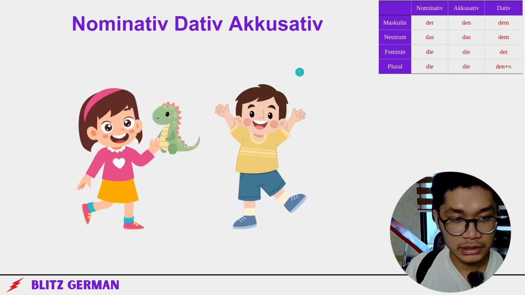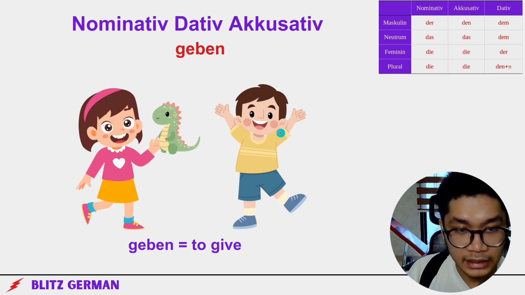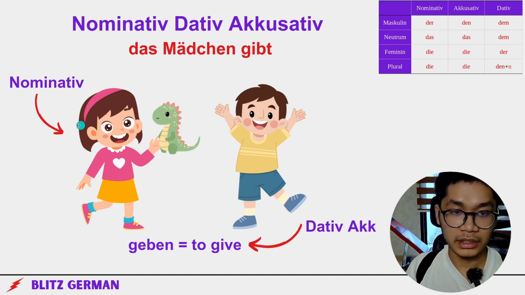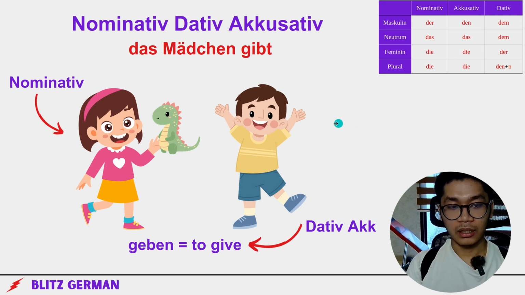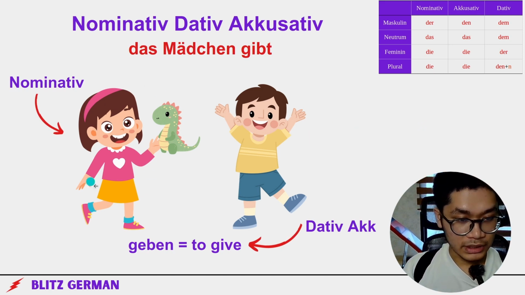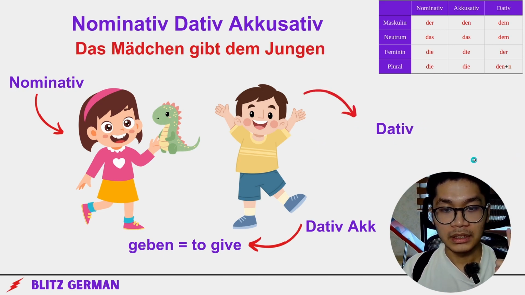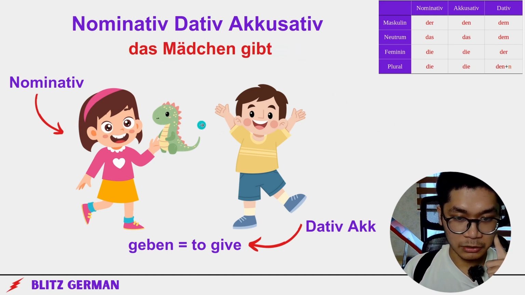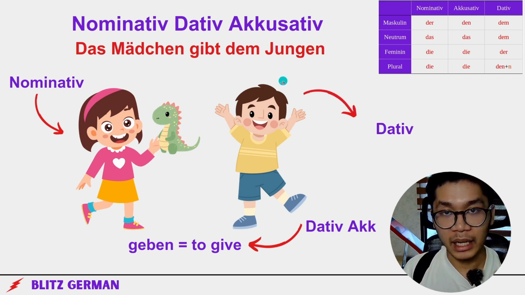Now, nominative, dative, accusative. Look at this scenario. This girl is giving a doll to this boy. The verb is give. It's in the dative list. Yes, dative, accusative. Who is the doer here? It's this girl. So the doer is always nominative. That's das Mädchen gibt. Now, who is this girl giving this thing to? To is dative. So dative, dem Jungen. There are only two options here. The dinosaur or the boy. Which one is human? The human is usually dative. So dem Jungen.